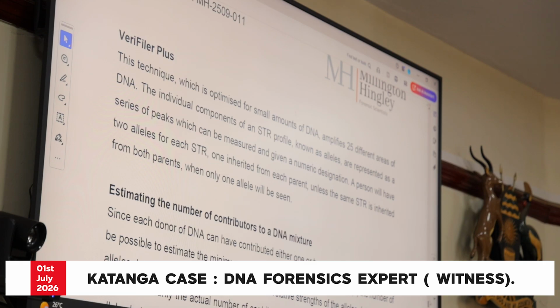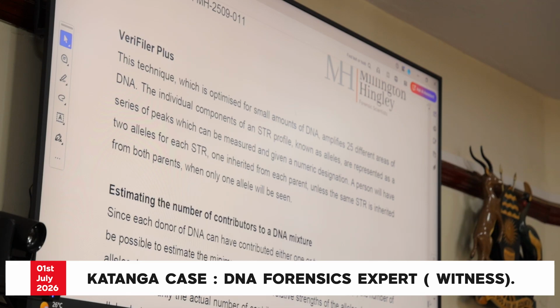The individual components of an STR profile, technically known as alleles, are represented as a series of peaks which can be measured and given a numerical designation. A person will have 2 alleles for each STR, one inherited from each parent, unless the same STR is inherited from both parents, where only one allele will be seen.